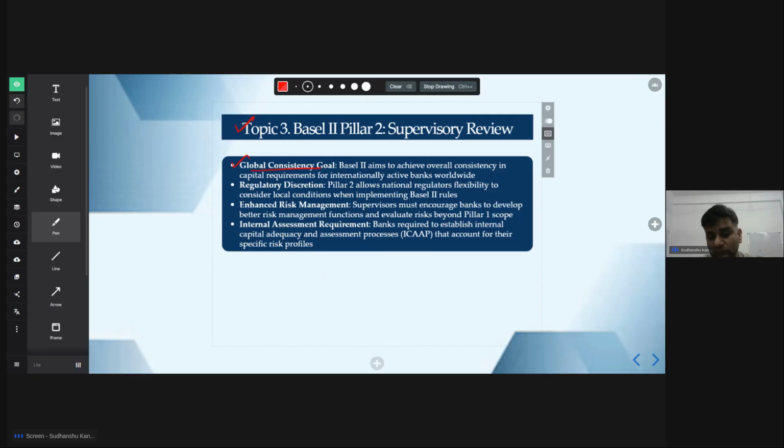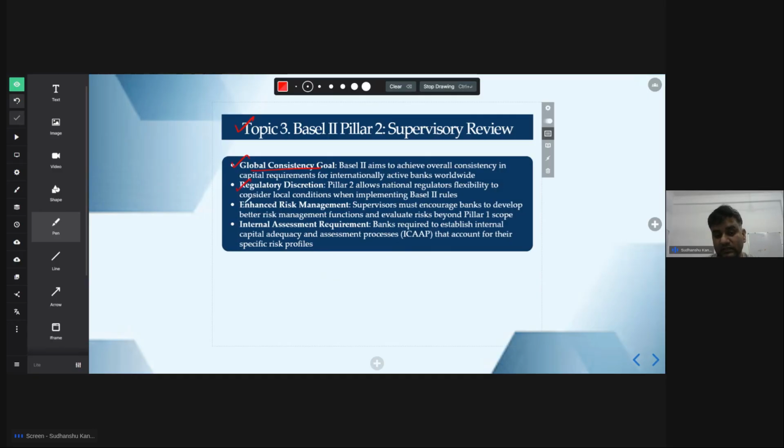Basel II aims for a consistent capital standard across internationally active banks, to avoid capital shopping across jurisdictions. There was regulatory discretion. Pillar 2 explicitly allows national supervisors discretion. Local regulators can adjust the implementation to reflect country-specific risk, and impose higher capital if needed.